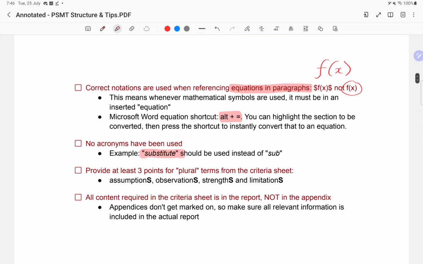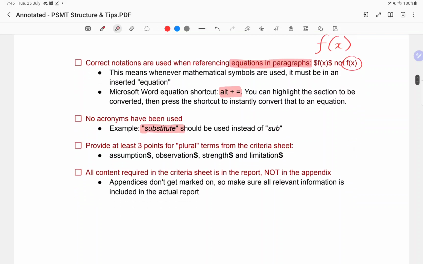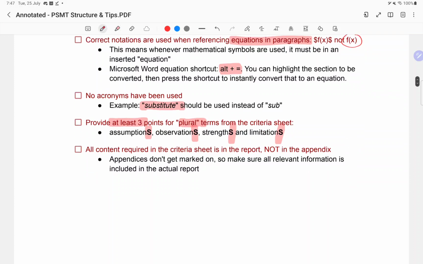Okay. No acronyms. You can't say sub. You have to say substitute. Full terms. Full sentences. Full words. Anything that's plural, like assumptions, observations, strengths, and limitations, needs at least 3. When you're brainstorming, you gotta brainstorm as many as you can. If I list more, will it be better? Better, yes. But of course, if you list more and some are wrong, that's not good. But that's why I will read it and tell you which one you need to cross out. And sometimes your assumption might actually be an observation instead. I'll get to that a bit later.